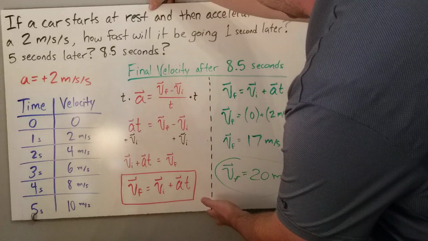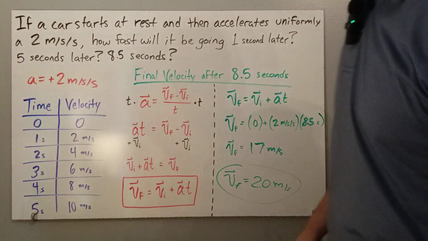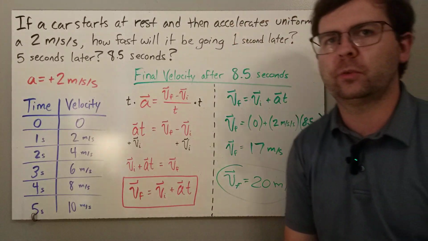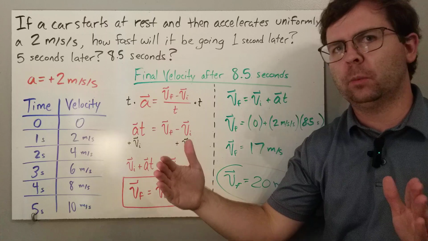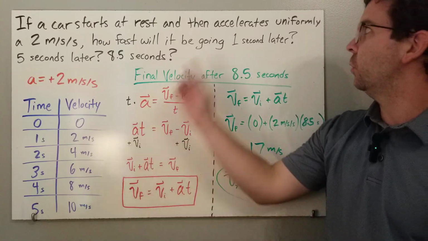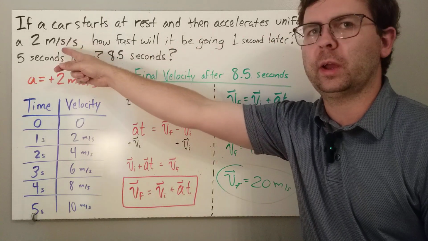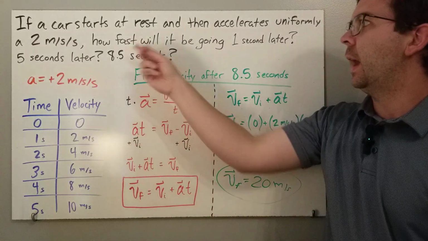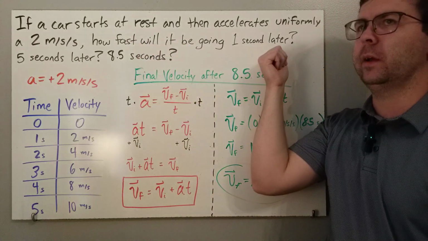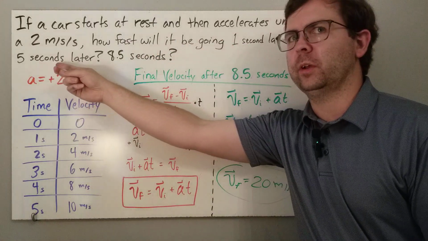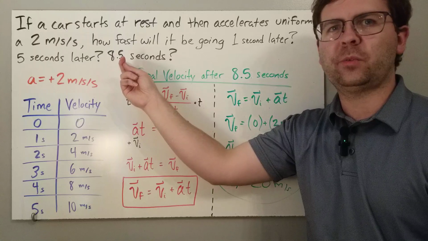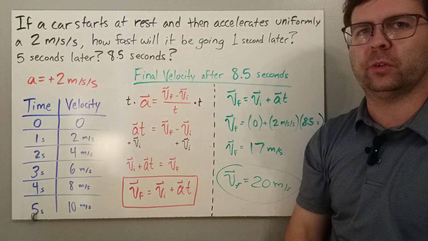So let's say you have a car that starts out at rest, and then it starts accelerating, speeding up uniformly, which just means at the same rate at all points. So it accelerates uniformly at 2 meters per second per second. How fast will it be going 1 second later, 5 seconds later, 8.5 seconds later? So we have 3 questions here.